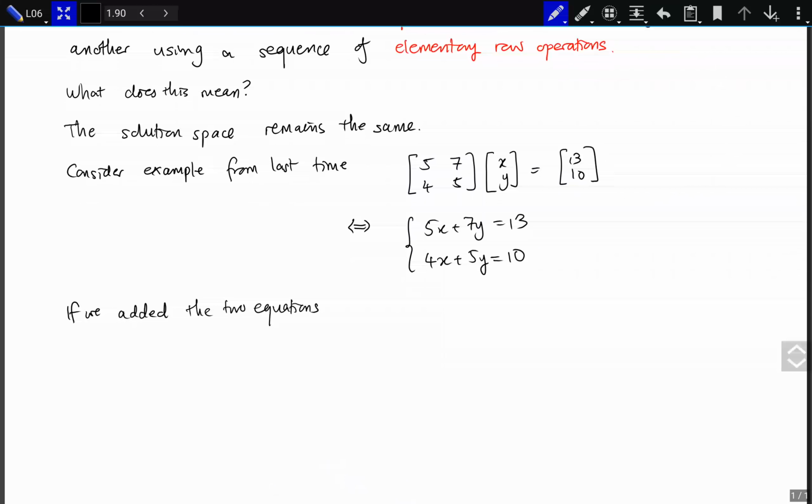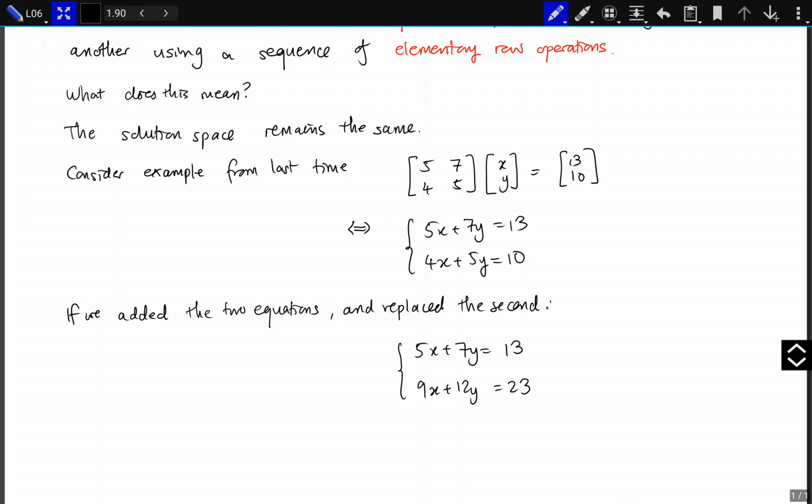So for instance, as a simple way, this is like we do in high school. If, say, I added this equation and this equation, I'm going to keep the same solution set, provided I keep one of the other ones. So let's say we replace the second one. I still have 5x plus 7y equals 13, but I replace this starting equation with 9x plus 12y equals 23. But you can see, just like you knew from high school, the solution set remains the same.